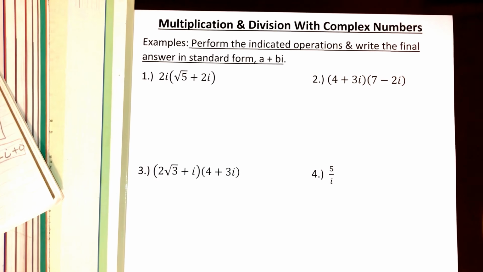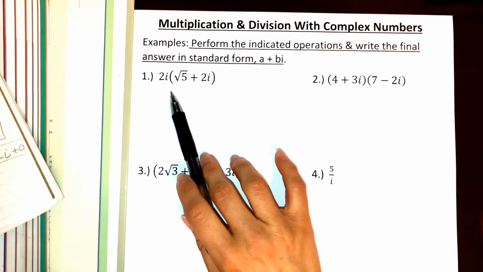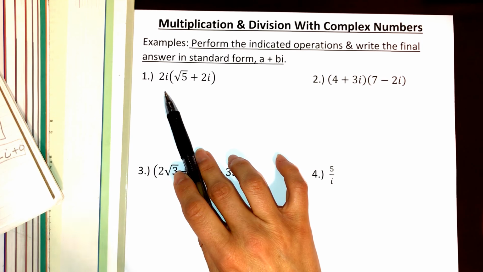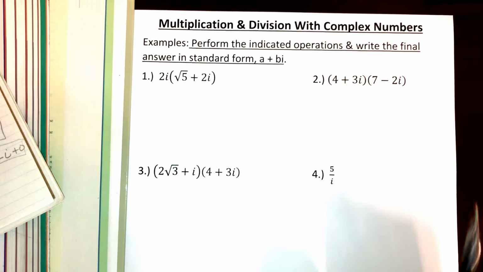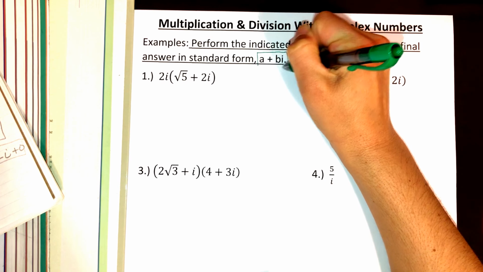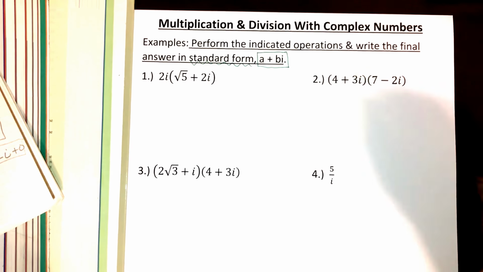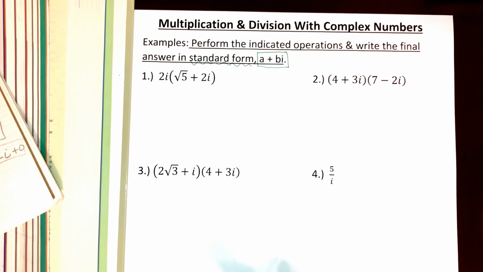So if we look at the first example, basically we need to use the distributive property. And also we want to make sure that we write our answer in a plus bi, which is also known as standard form. So just using the distributive property, we're going to multiply, but we have to be careful.